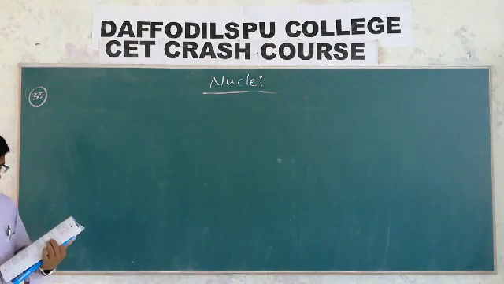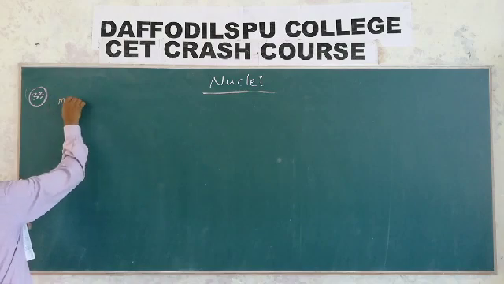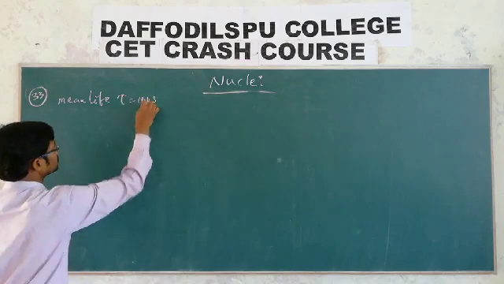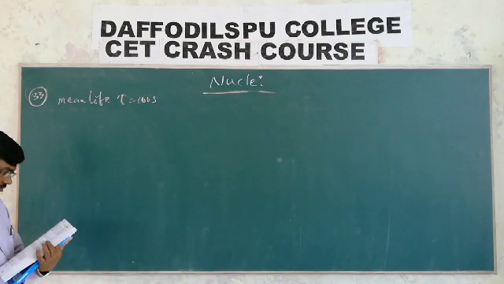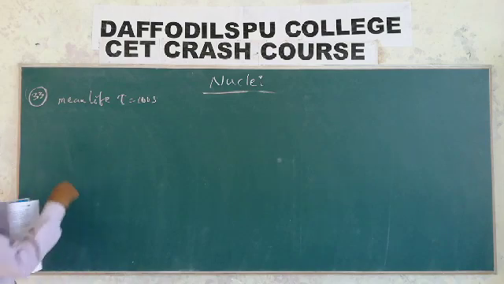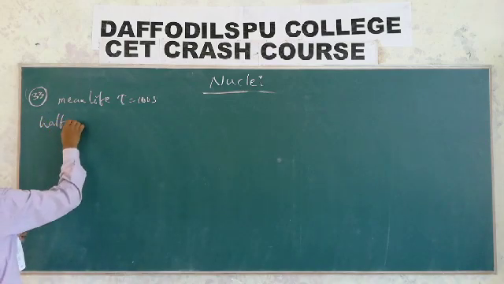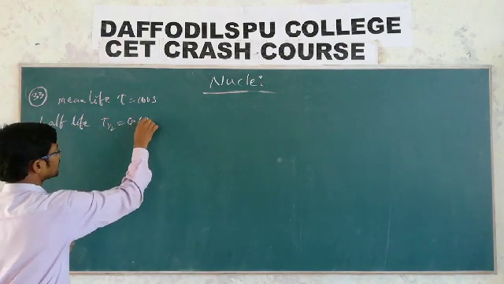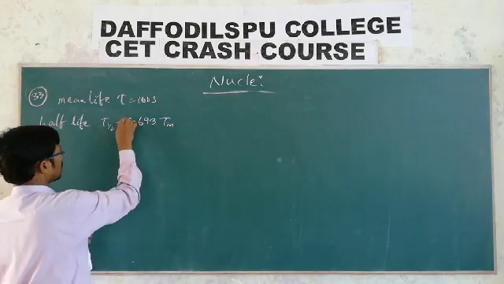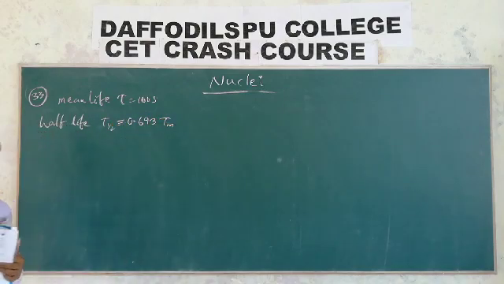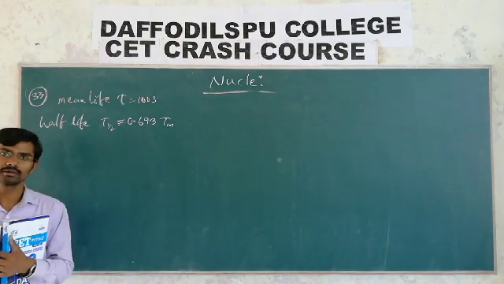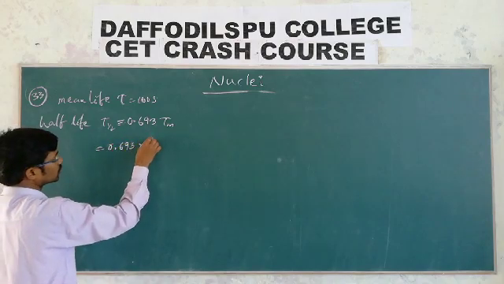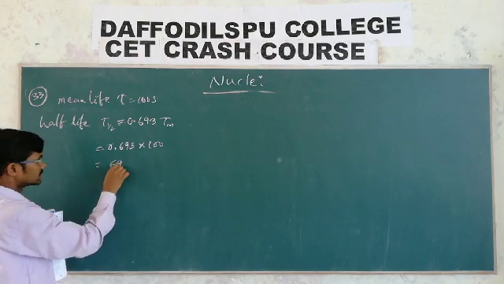The mean life of a radioactive sample is 100 seconds. Mean life is given, T is equal to 100 seconds. Then its half-life we will calculate. What is the relation? Half-life is equal to 0.693 by lambda, and 1 by lambda is the mean life. That is equal to 0.693 into 100. So what do we get here?